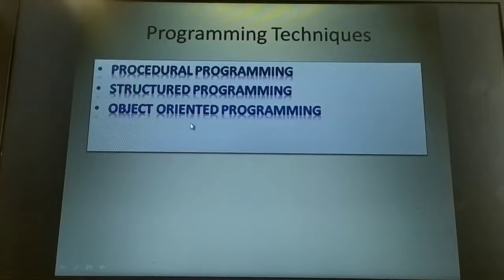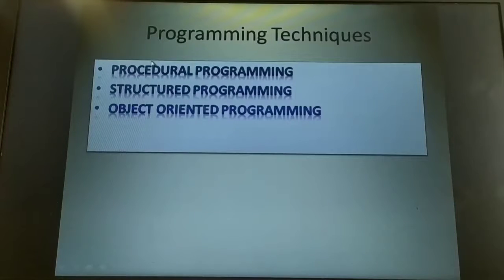Based upon these programming techniques, different programming languages were developed like Pascal, Fortran, C, C++, Java, Visual Basic, etc. There are many different kinds of programming languages. The first, Pascal and Fortran, were making use of the procedural programming technique. Based upon these programming techniques only, the programming languages had come into existence. So the examples for the procedural programming technique are Pascal and Fortran.